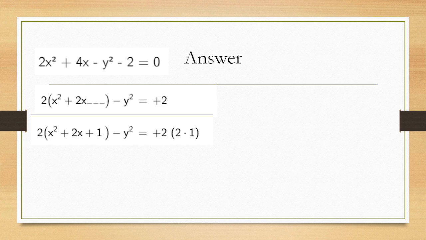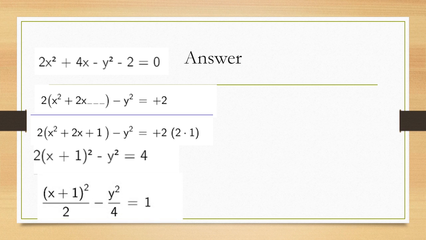After that, you have a quadratic expression inside the parentheses and a 2 multiplying on the outside. As a quadratic expression, you can simplify it to x plus 1 squared. And don't forget to add the 2 times 1 on the other side of the equation, leaving you with 4 in total. After all that, you should divide everything by 4 and simplify what you can. And at the end, you have a hyperbola. And it is a hyperbola because you could see that in the beginning the coefficients were different and the signs were also different.